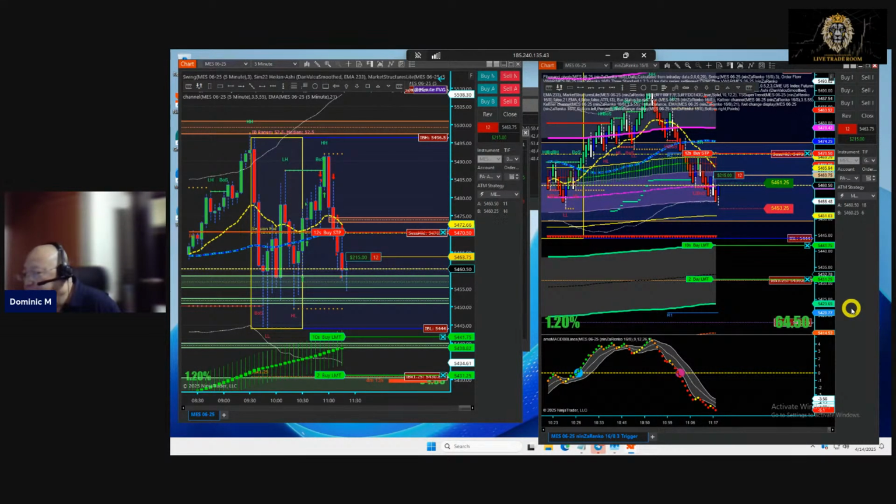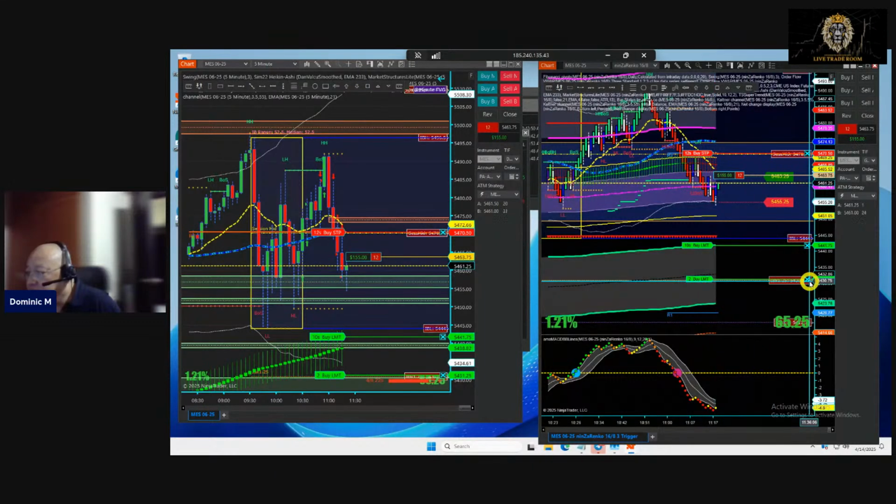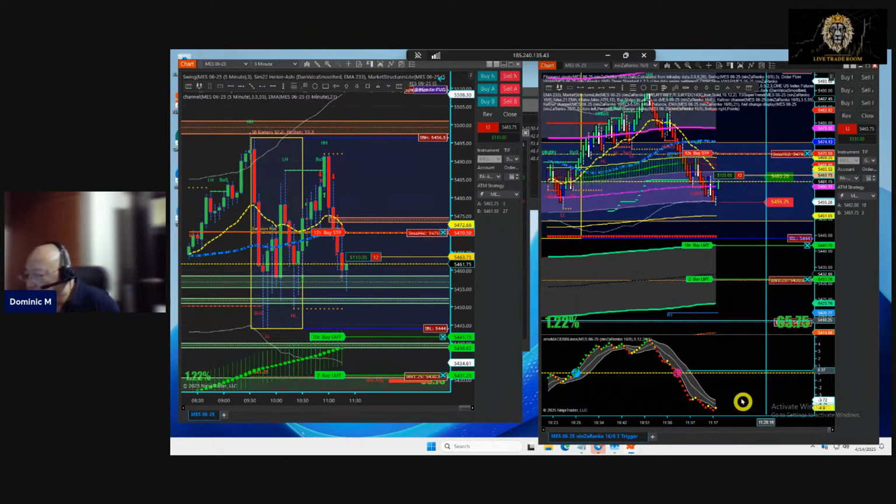Testing the view app again. Or maybe even test the 21 EMA right here. Let me bounce off that. So we're well below the zero line here. That's the reason why it still has potential to move down. It's just really a pullback.